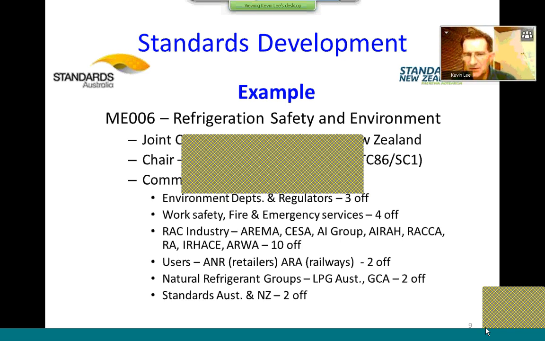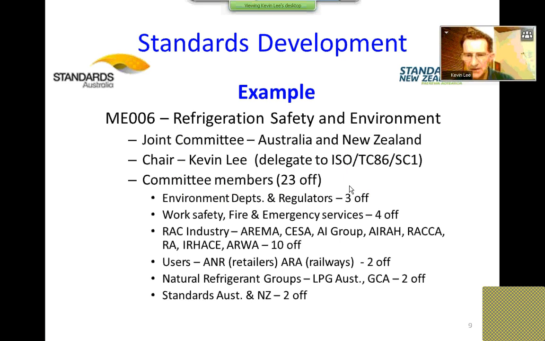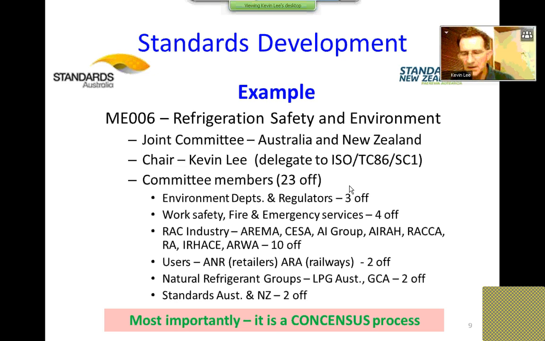We have occupational work, health and safety represented, and we have fire and emergency services represented. Then we have our industry experts, and we have 10 industry experts from all segments of the industry represented through industry associations. Then we have end users represented, and in this case, it's the retailers such as the supermarkets or the convenience stores, and also refrigerated railways are represented. We have some representation from natural refrigerant groups. LPG Australia represents hydrocarbons, and the Green Cooling Association has a representative there that is looking at carbon dioxide, ammonia, and also hydrocarbons. And lastly, we have two representatives from Standards Australia and also Standards New Zealand. So a very broad group of representatives here from all the stakeholders involved.